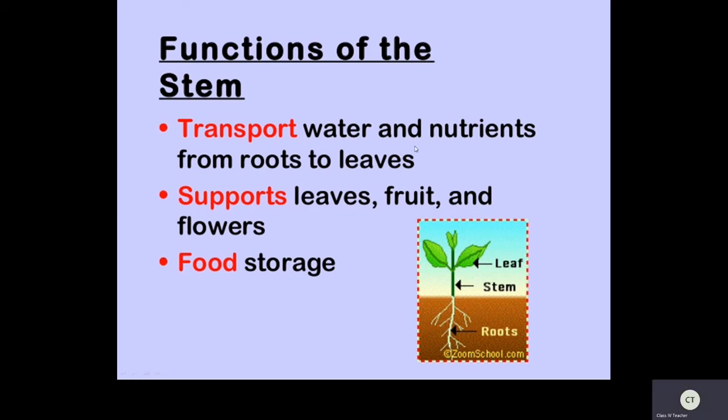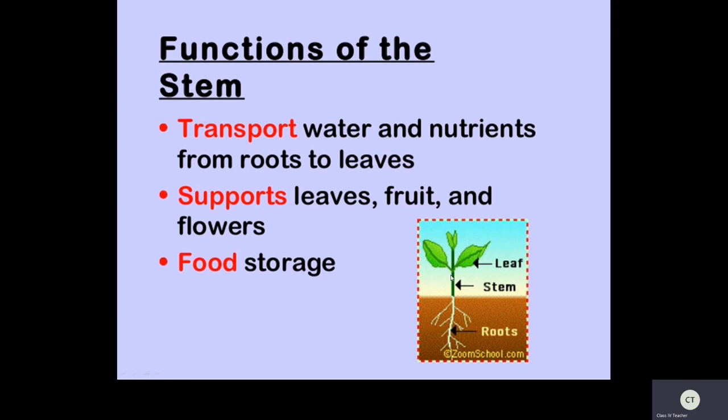Yes. Now they will support. So these stems will support leaves, fruits and also flowers. Okay? Yes. So this stem supports leaves, fruits and flowers. See here, these leaves and also many fruits and flowers will be grown on the stem. Okay. Now third function, that is food storage. So here the food will be stored in the form of fruits. Okay. These are the functions of the stem.